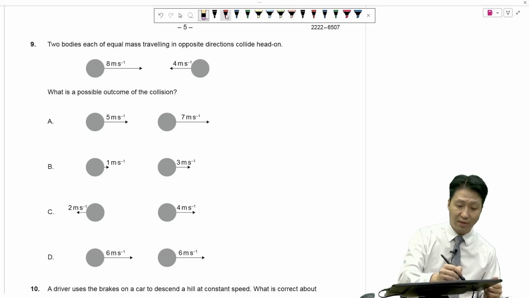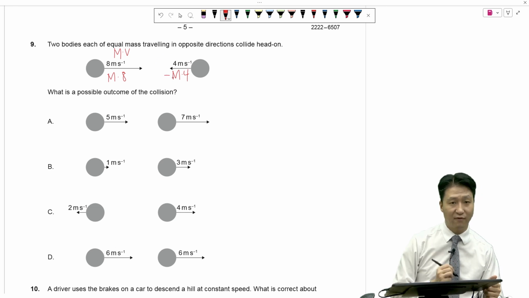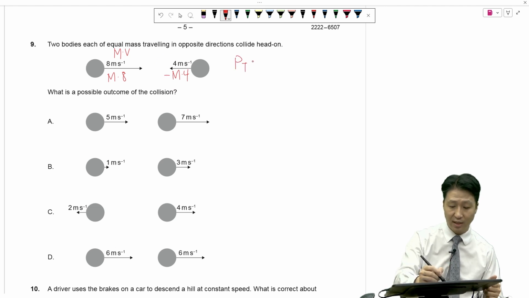The momentum for the first object would be mass times velocity. The mass is just m. Let's use capital M in this case to not confuse it with the meters. So m and the velocity of 8. In this other case, it's a mass of m, because they're the same mass, times 4. But it's the opposite direction, so you would just use negative 4. That way, the total momentum would be just 4m.